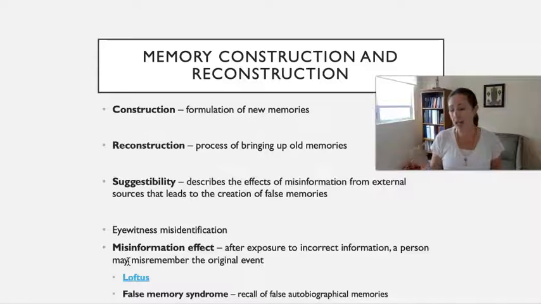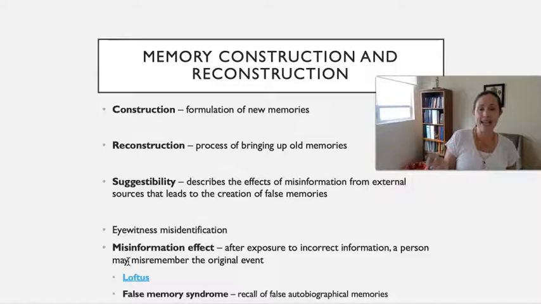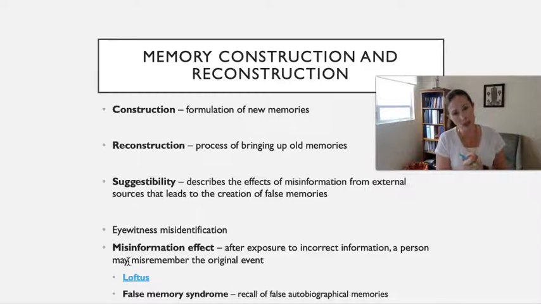And this is connected with the misinformation effect, which is after the exposure to incorrect information, a person misremembers the original event. So that is changing your memory of it. This is one reason why eyewitness testimony can be so bad. It can cause problems if you have the misinformation effect because of what the police told you, or hearing about the crime on the news and you hear other people's versions of it. It can affect how you identify who you think the perpetrator is. And one of the most famous people who studies this is Elizabeth Loftus. And so now I'm going to show you a short video of her talking about her research.